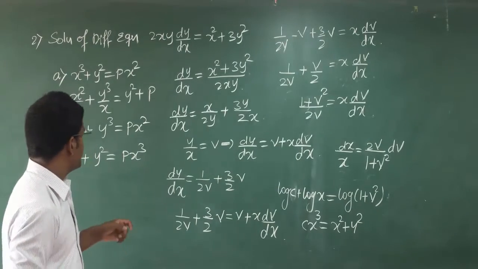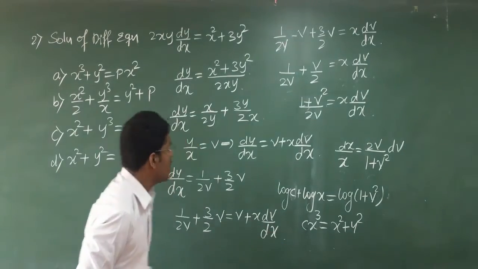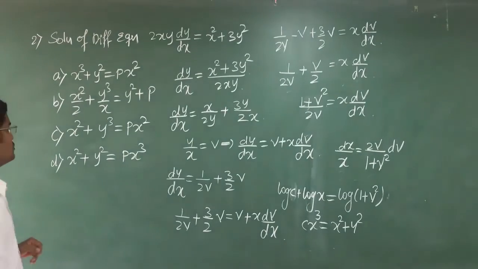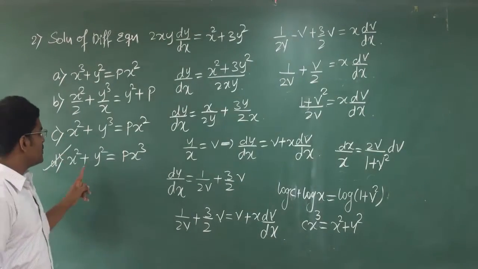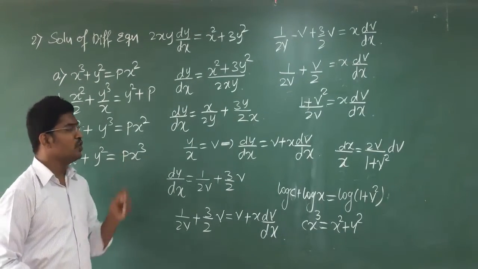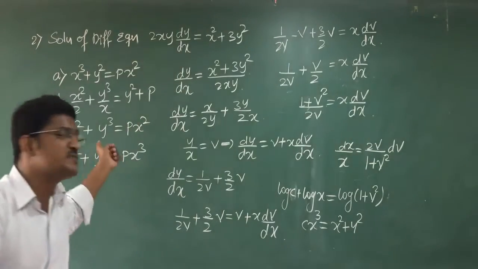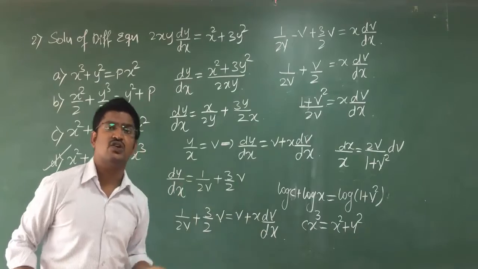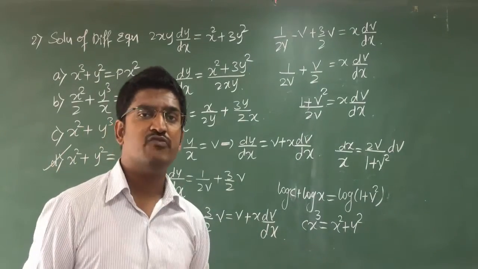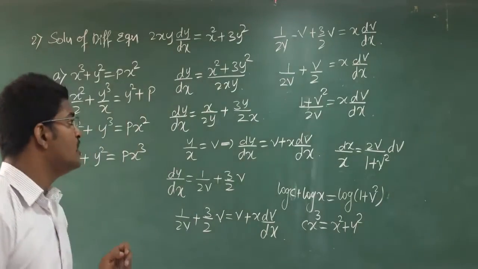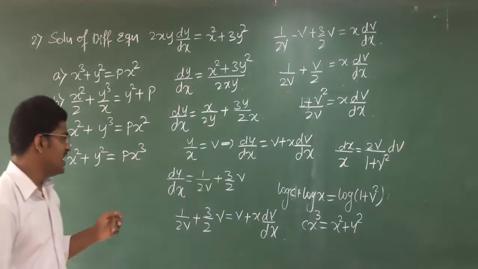In the place of c, they have written p. So x square plus y square equals px cube is your answer. They have written the constant as p, and I have written it as c. Just the notation is changed, but the solution of the problem is correct. No problem with any doubts?